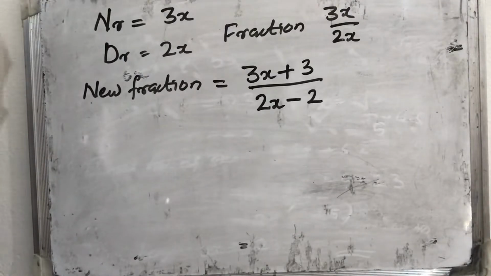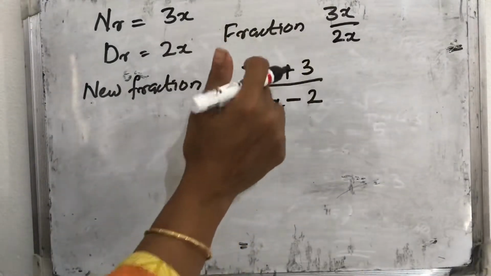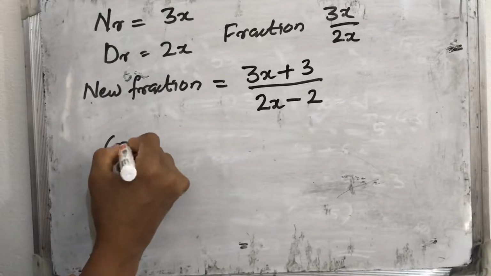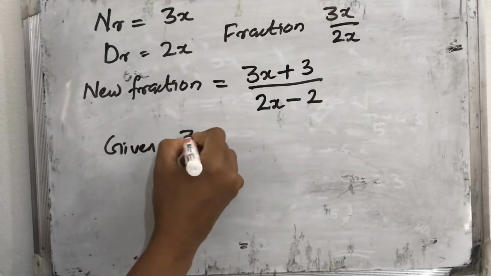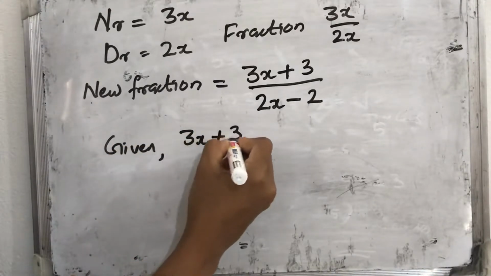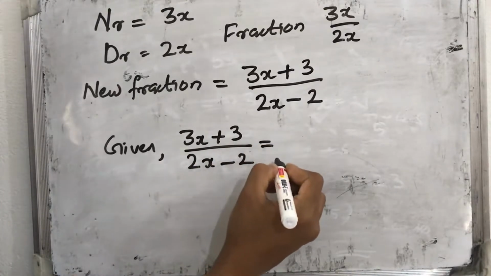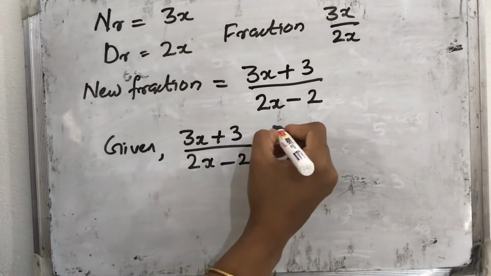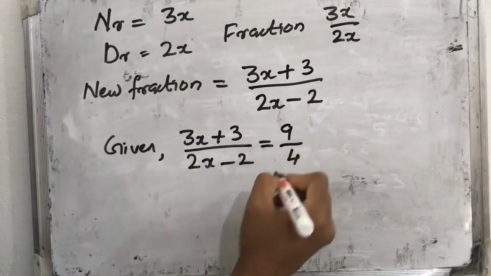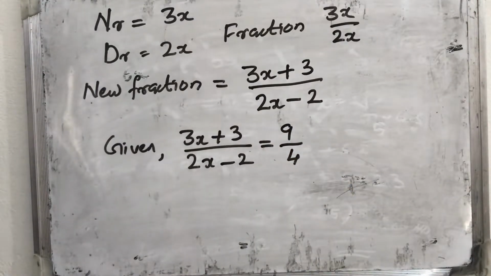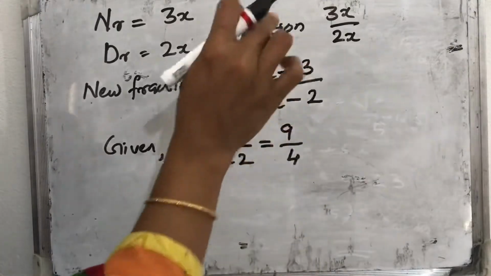2 is subtracted from the denominator. A new fraction is formed whose value is 9 by 4. So its value is given. So what we can write? Given: (3x+3)/(2x-2) = 9/4. Then find the original fraction. Then we want to find out the original fraction.